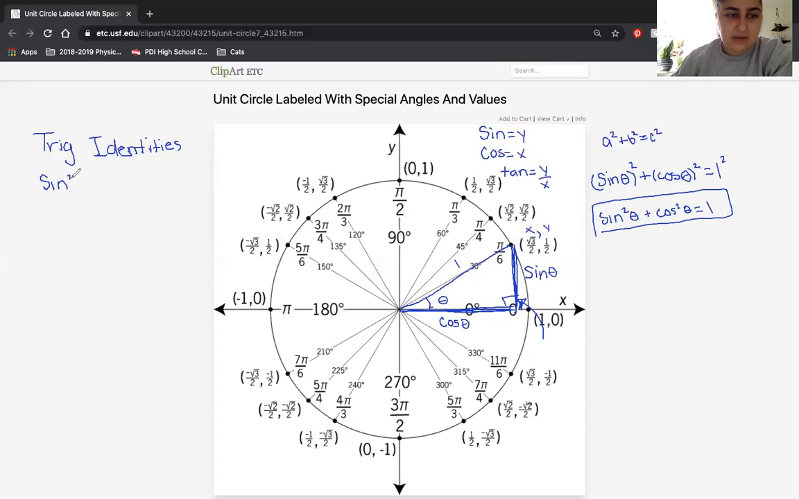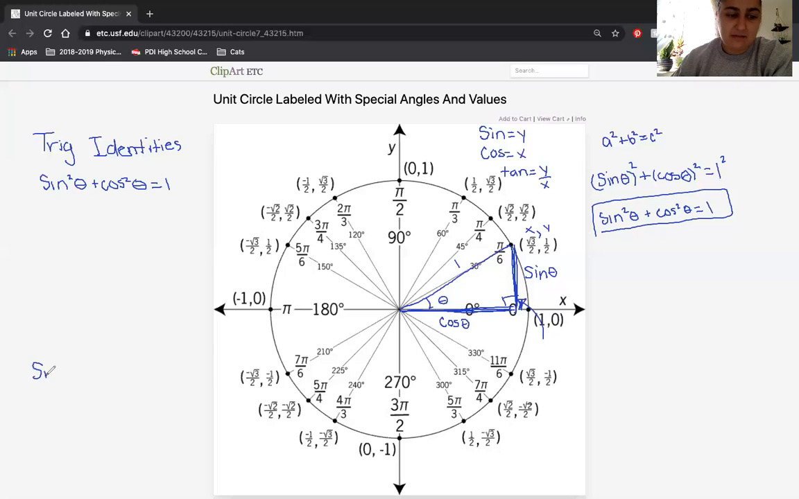So sine squared theta plus cosine squared theta equals 1. And what is also important is that we have more than just sine, cosine, and tangent that are trig functions. And you might not have learned them in sophomore year. I don't think you did. So we're just going to hit on them right now.